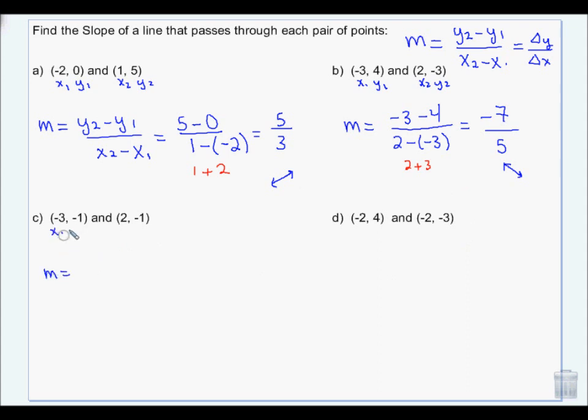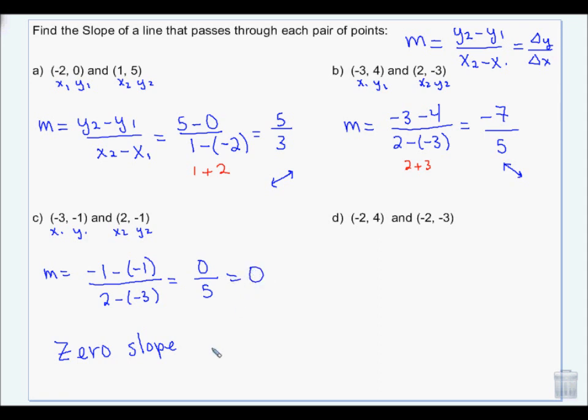I have x1, y1, x2, y2. So I have negative 1 minus negative 1 over 2 minus negative 3. 0 over 5. This is a 0 slope, because 0 divided by 5 is 0. So this is your flat line. Okay, so 0 up here. This is fine. This is a flat line, 0 slope.